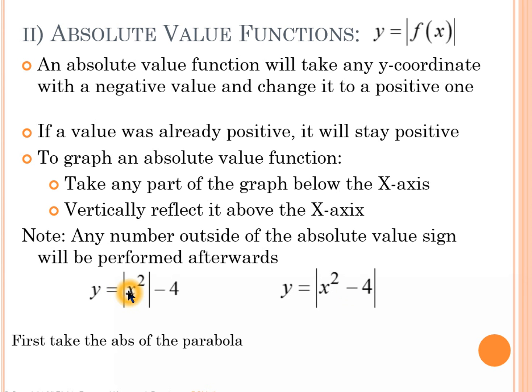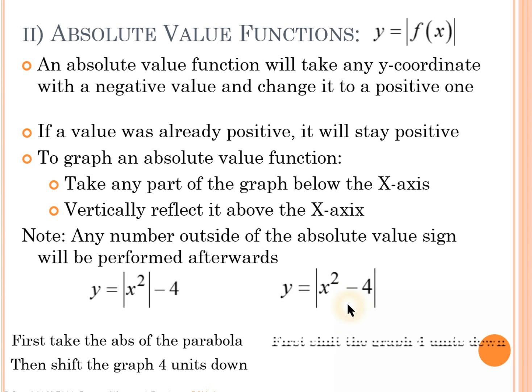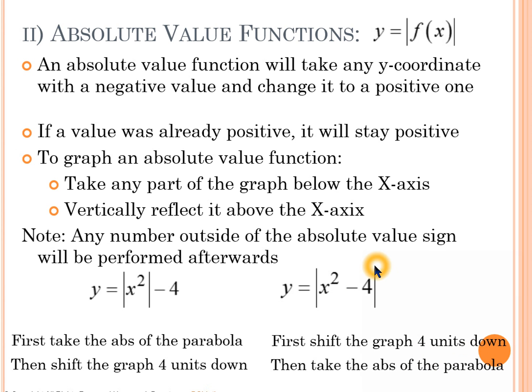Well, for this function, we would first take the absolute value of the parabola, and then we would move the function 4 units down. But in this case, we would shift the graph 4 units down first, because of this -4, and then we would apply the absolute value sign. All right, so we've got to remember that when we're graphing absolute values.